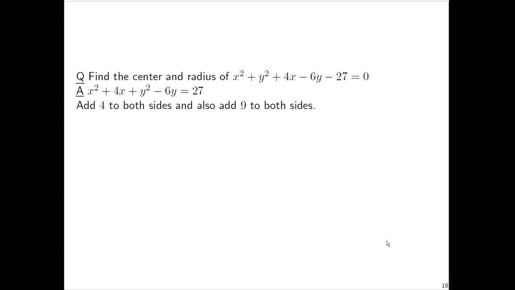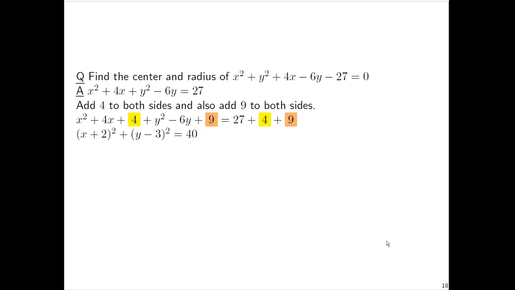Due to the 4 in front of 4x, we should add 4 to both sides. Due to the negative 6 in front of y, we should add 9 to both sides. So we end up with this. Okay, and then the first 3 terms, x squared plus 4x plus 4, will become x plus 2 quantity squared, whereas the next 3 terms, y squared minus 6y plus 9, become y minus 3 quantity squared. The right side is going to simplify to 40, and now this is already essentially the format for a general circle equation. Do not try square rooting both sides.